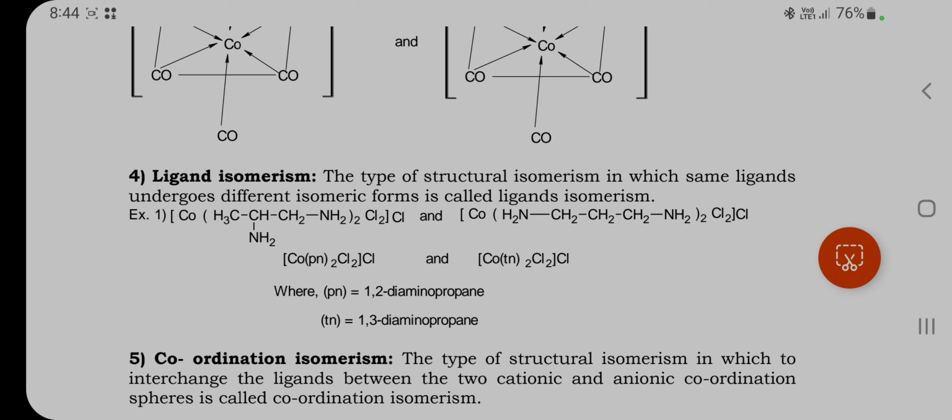So that means in the first example, the amino group is present at the first and the second position. Whereas in the second example, the amino group is present at the first and the third position. Therefore the ligand is the same ligand, but they are in different isomeric forms, which is called ligand isomerism.